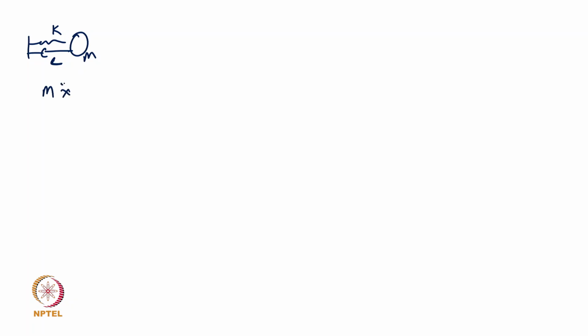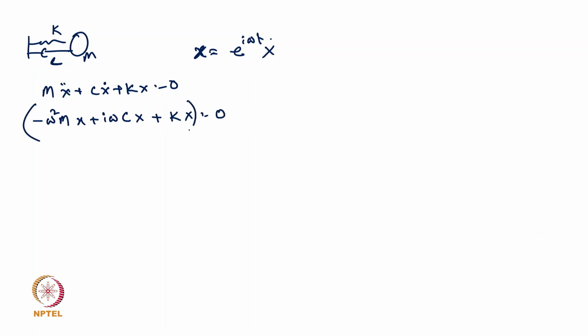m x double dot plus c x dot plus k x equal to 0. Now I can assume x equal to e to the power i omega t into X. So small x equals e to the power i omega t into X. In that case, I can write minus omega square m into X plus i omega c into X plus k into X, the full thing into e to the power i omega t, equal to 0. Okay.